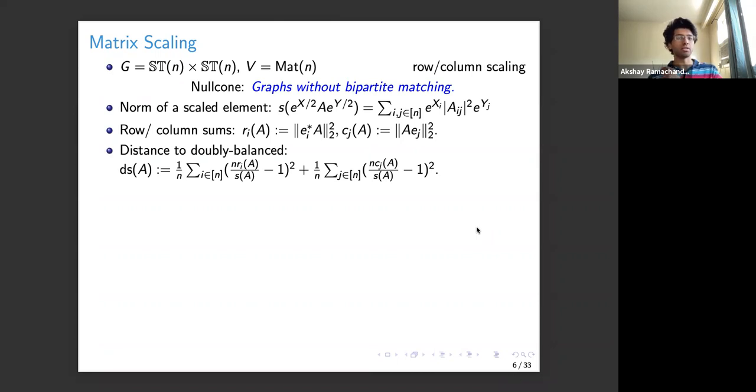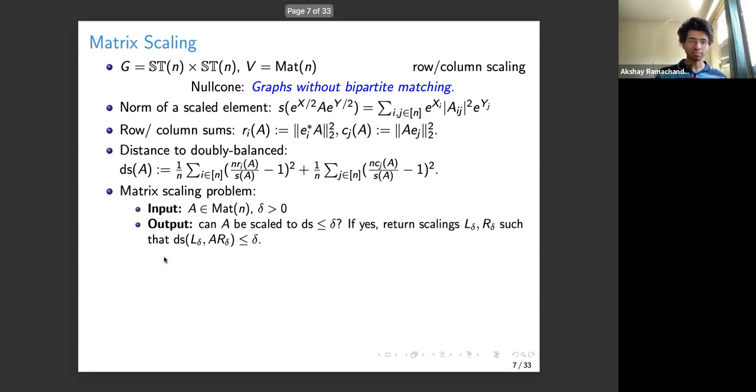Cool. And what we want to do is scale the matrix to be doubly balanced, where the error to doubly balanced is measured in this way. It's not super important what the formula is, just know that it's the difference from the row sums to the uniform vector, right? So it's the L2 norm squared of how far your row sums are from being the same and column sums are from being the same. All the normalizations make the formula a little bit more confusing, but that's the main idea.